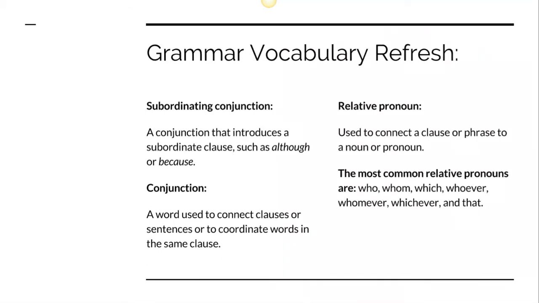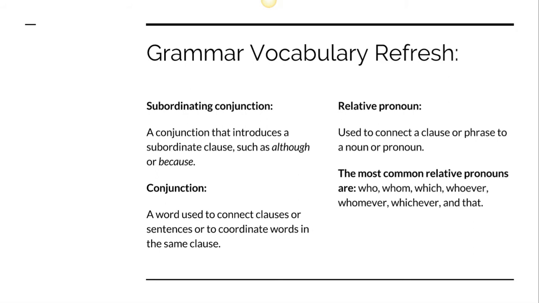Now, let's rewind a minute and just do a little grammar vocabulary refresh. What is a subordinating conjunction? What is a relative pronoun? You may not remember these terms, so let's go over them quickly. A subordinating conjunction is a conjunction that introduces a subordinate clause, such as although or because. It's a type of conjunction, and again, as another gentle reminder, a conjunction is a word used to connect clauses or sentences or to coordinate words in the same clause.